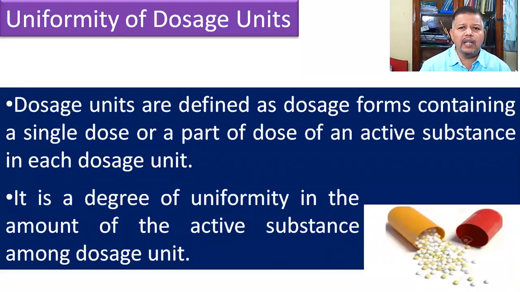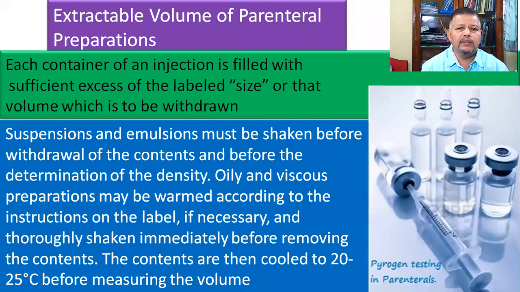In case of capsules containing multi-doses, dosage units are defined as the dosage forms containing a single dose or a part of a dose of an active substance in each dosage unit. Uniformity is the degree of uniformity in the amount of the active substance among dosage units.